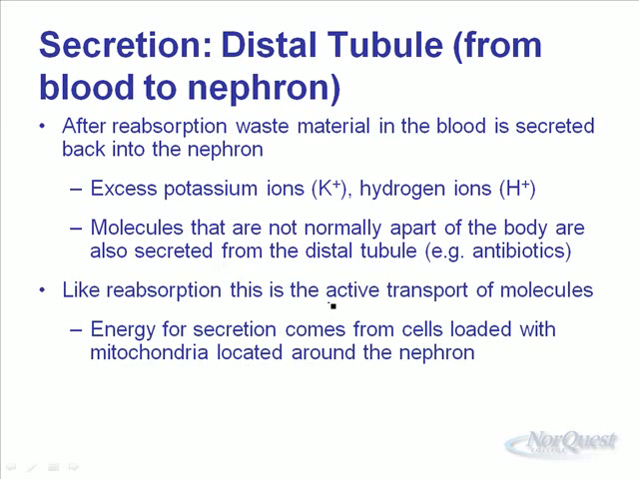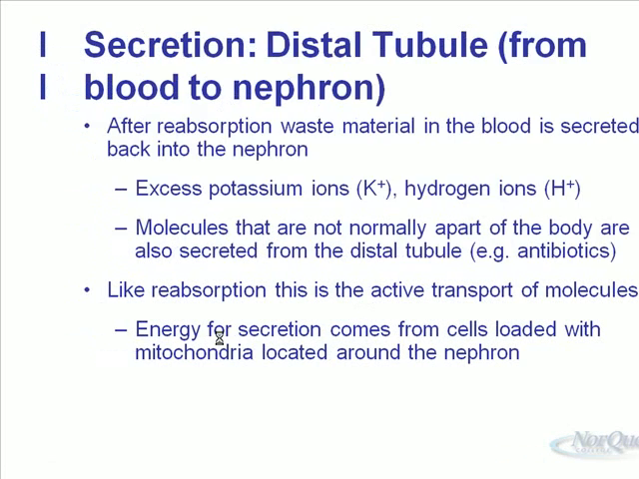The concentration of waste after reabsorption is low, so in order to get that waste out of our circulatory system, it has to be actively transported, which means it requires the use of ATP. The energy for secretion comes from cells loaded with mitochondria located around the nephron. So outside the nephron are tons of cells that have lots of mitochondria. They're breaking down, or metabolizing, sugar to get those ATP molecules in order to actively transport waste from our circulatory system.